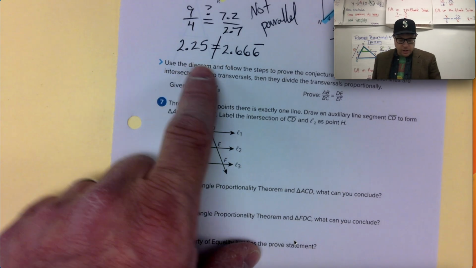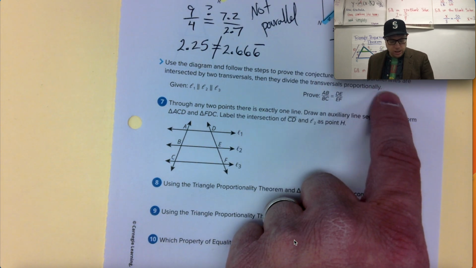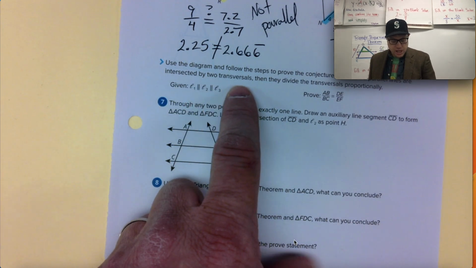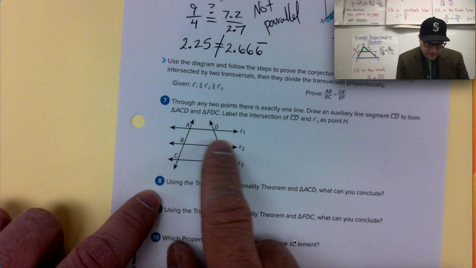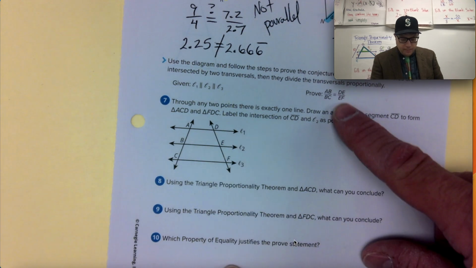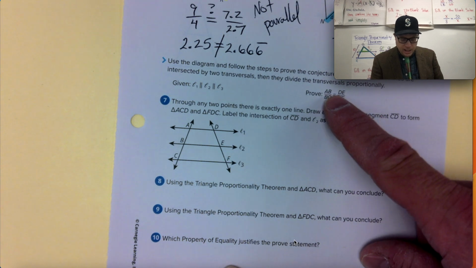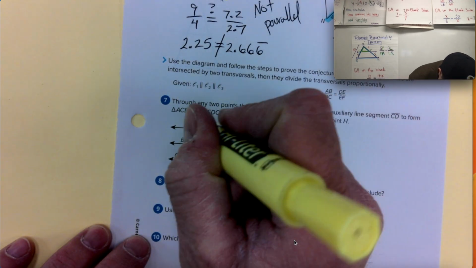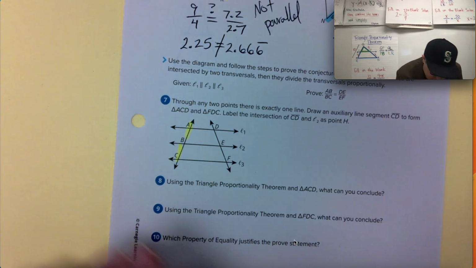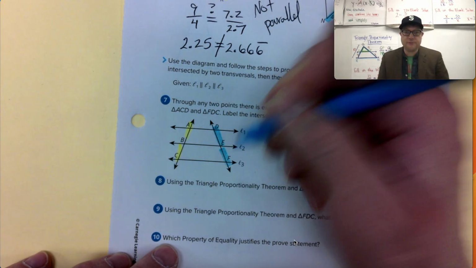Use the diagram and follow the steps to prove the conjecture. If 3 parallel lines are intersecting by 2 transversals, then they divide the transversals proportionally. So we have 1, 2, 3 of them. They're all parallel, and we want to prove that AB over BC equals DE over EF. So that's AB and BC, and it's DE and EF.